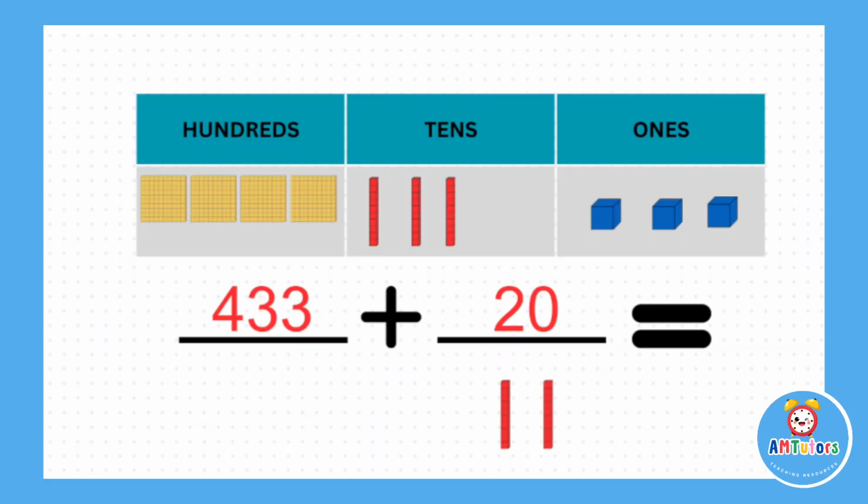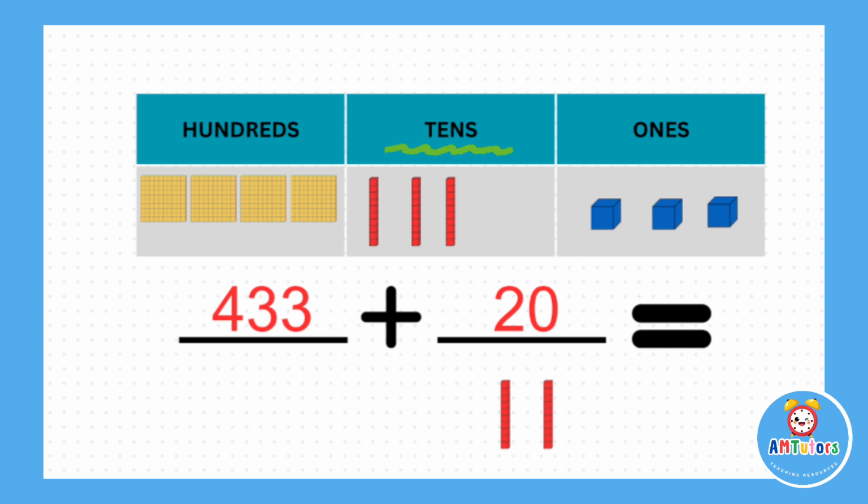So here's our first equation. We're going to start off with the number 433. We need to add the number 20 to this equation. As you can see in the place value chart, we have the number 400s, we have 3 tens and 3 ones.